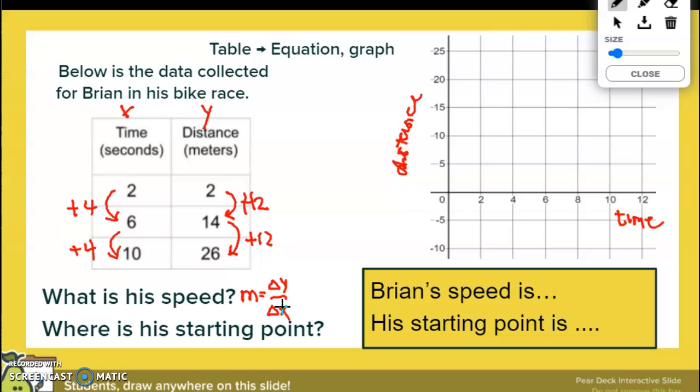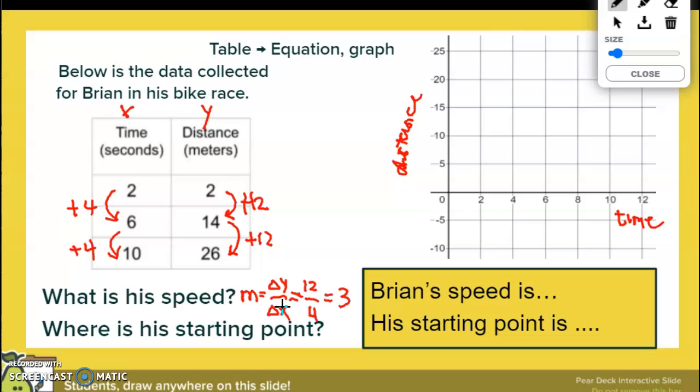Remember, slope is delta y over delta x. So that's going to be 12 over 4, which is, don't leave it as 12 over 4. Simplify the fractions whenever possible. 12 divided by 4 is 3. So it's a positive 3.